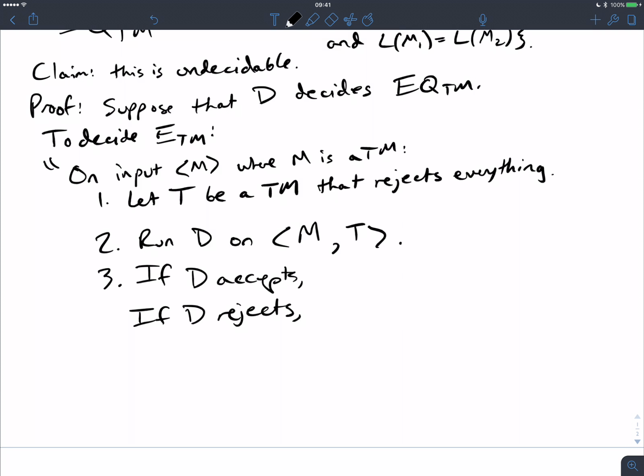Well, if D accepts, what do I know about M and T? Well, let's see. What do I know about M and T if D accepts? They have the same language. Okay, well, what does that tell me about M? Well, I don't know if it explicitly rejects everything, but what is its language? It's the same as T, which is empty.